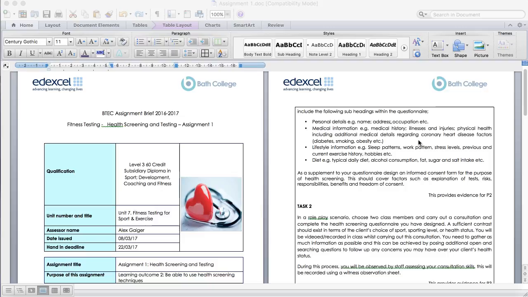What we mean by that is how often do they exercise, what do they currently do, how much sleep do they get, what's their work-life balance like, so how many hours do they work. And then finally diet: typical daily diet, alcohol consumption, fat, sugars, salt intake. As a supplement to your questionnaire, design an informed consent form for the purpose of the health screening. This should cover factors such as explanation of the test, risks, responsibilities, benefits. So a little consent bit at the bottom saying that they give full consent to it, and it's signed and dated.